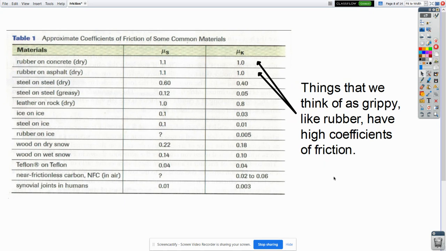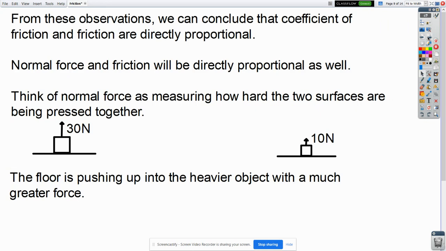Things that are grippy, or more sticky, will be a lot closer to 1 with their high coefficients of friction, like rubber on concrete or asphalt. From these observations, we conclude that coefficient of friction and friction are directly proportional. The higher that coefficient of friction is, the higher the force of friction is going to be.